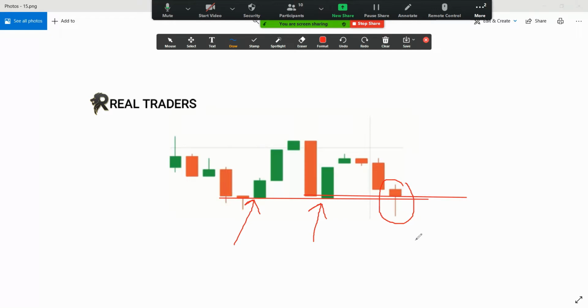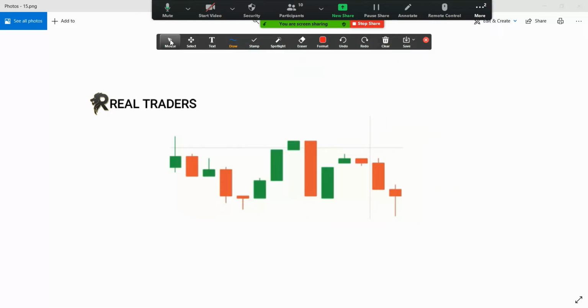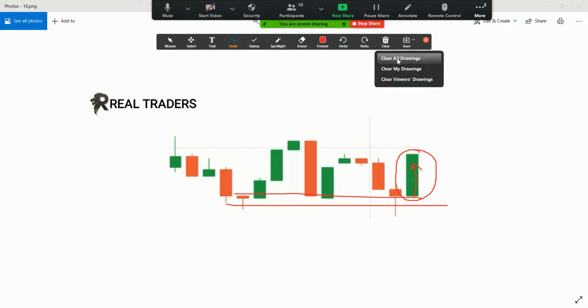As we all know, a hammer candlestick at the SNR will reverse the market, right? So here we can also expect a reversal and the buyers will enter here. Let's see the next candle. You can see strong buyers here. Why? Because it closed at the support level, so the buyers will enter after this.